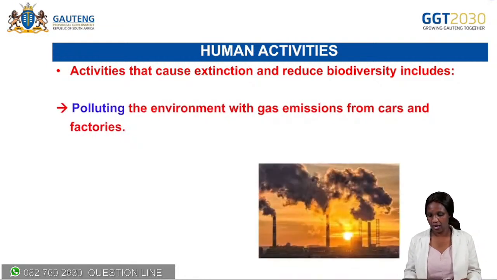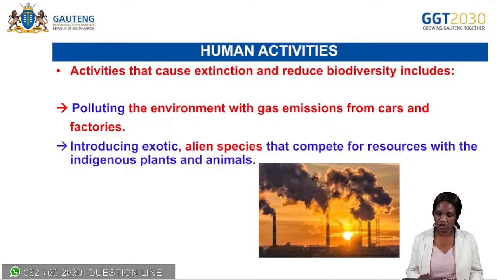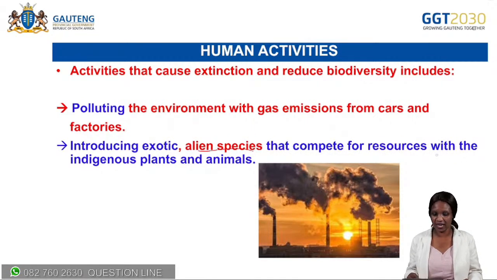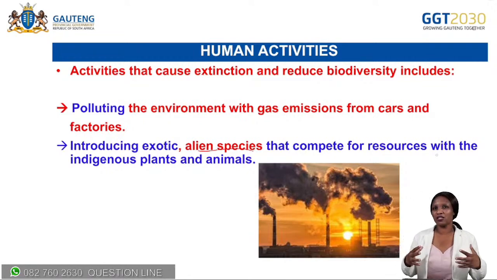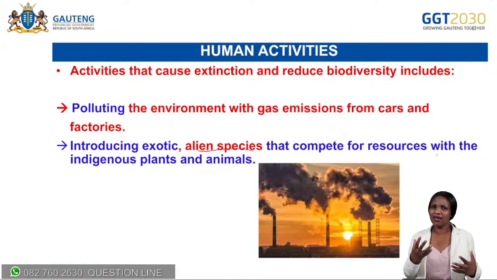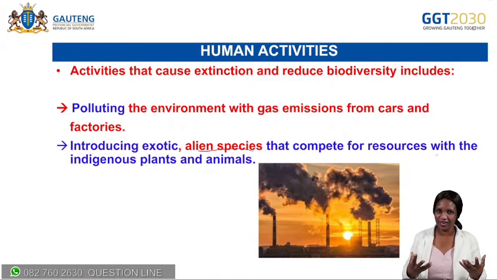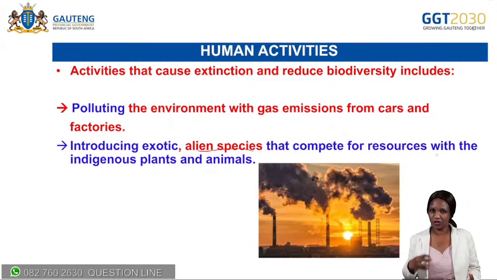Okay. And then we've got factories that are emitting a lot of fumes and they are polluting the air. And then introducing exotic alien species that compete for resources with the indigenous plants and animals. It is also a problem. Remember the alien species. How are we going to get rid of it? Because if we bring alien species like plants from other countries, then how are we going to control them? They will grow uncontrollable because they don't have a natural enemy. When we bring those plants, we don't bring the species that feed on those plants.